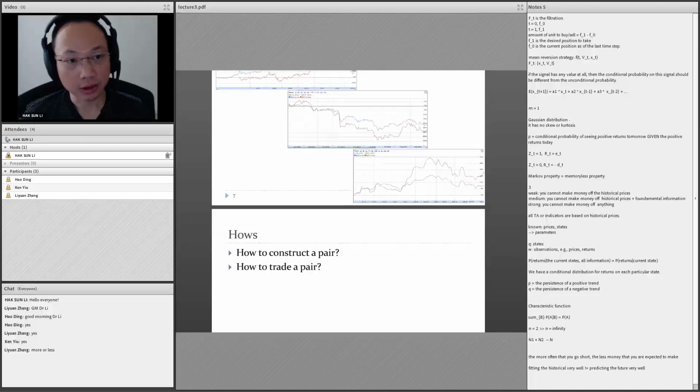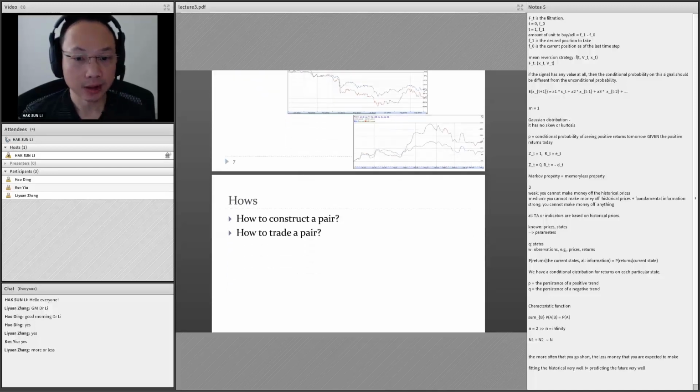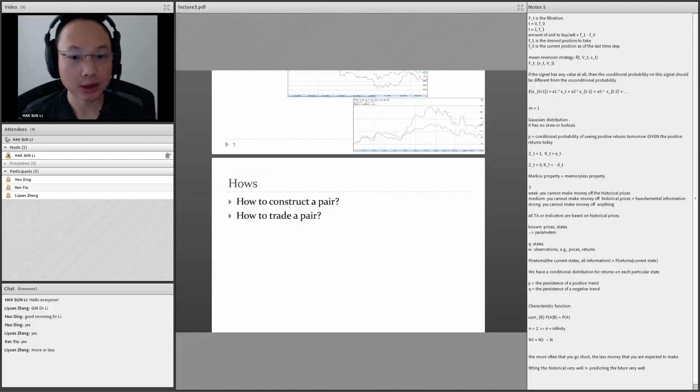Now, in order to do pairs trading, there are two important questions that we need to answer. The first question is, how exactly do we construct a pair? And the second question is, after we have the pair, how do we trade it? This lecture 2, the second theoretical class, is going to focus on how we construct a pair. Then the next theory class we're going to talk about how we trade a pair.